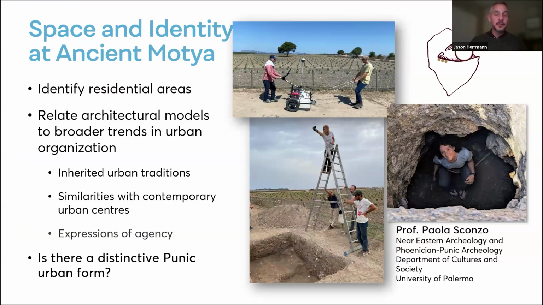But Motya is unique in that it was pretty much destroyed and then mostly abandoned. I should point out that it wasn't actually abandoned, but it was not transformed in the way that these other cities were. So it offers a unique view into what the Punic urban form really looks like.